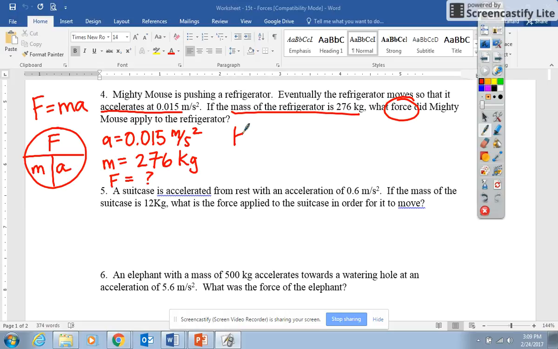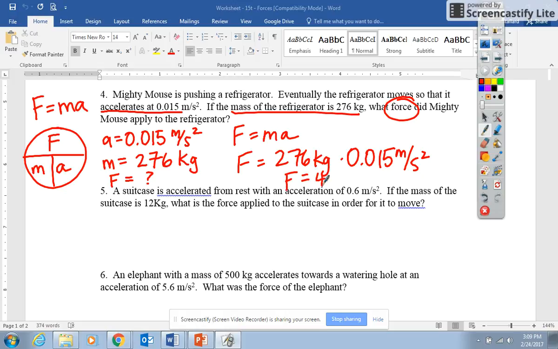So you're just simply going to take F is equal to MA. You're going to plug in your values like we always do. So the 276 kilograms times 0.015 meters per second squared. And grab your calculator, multiply 276 times 0.015. And you should get a final answer of 4.14. And again, this is a force, so hopefully you guys remember that force is measured in newtons.